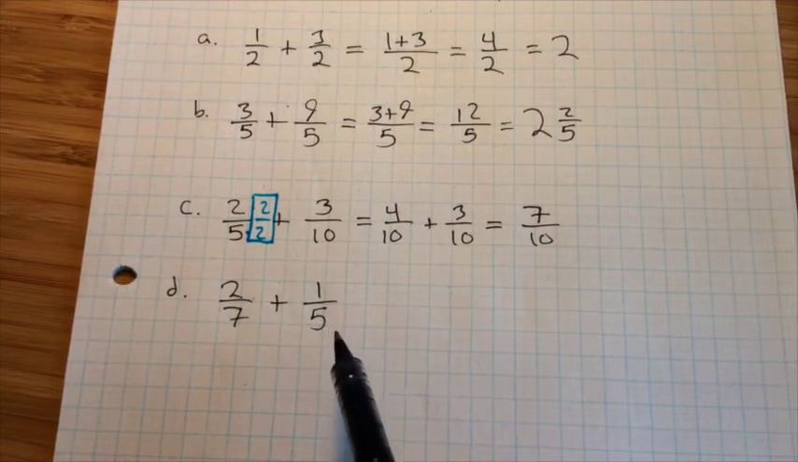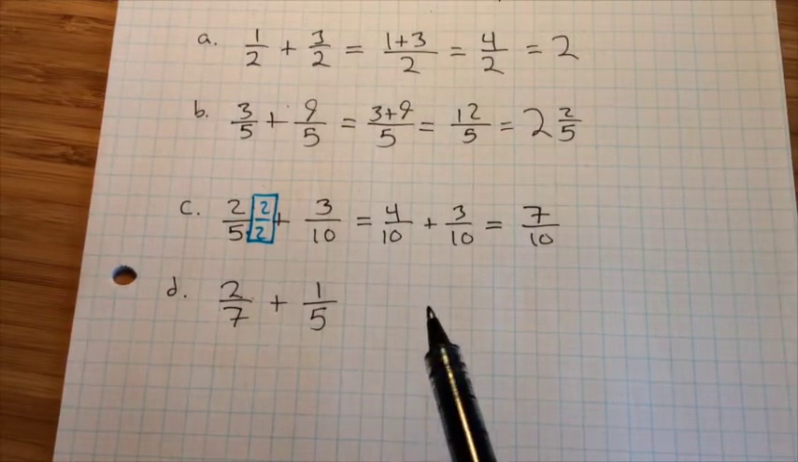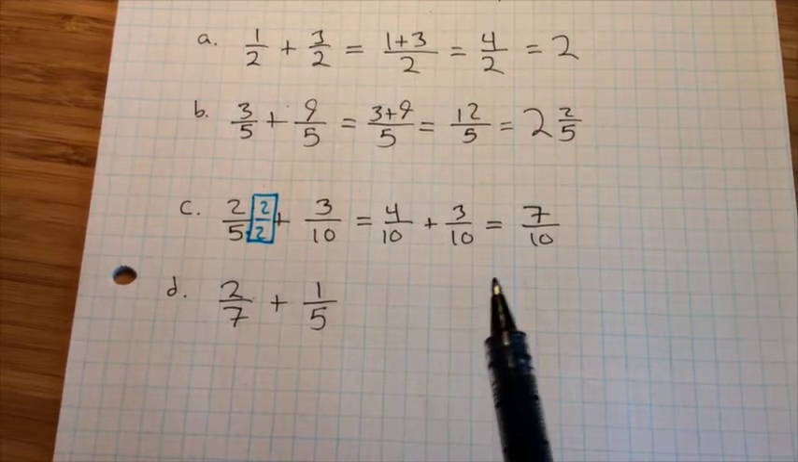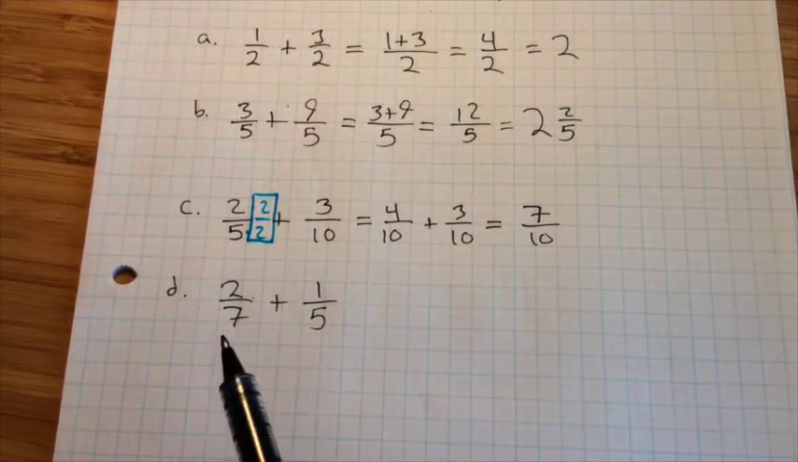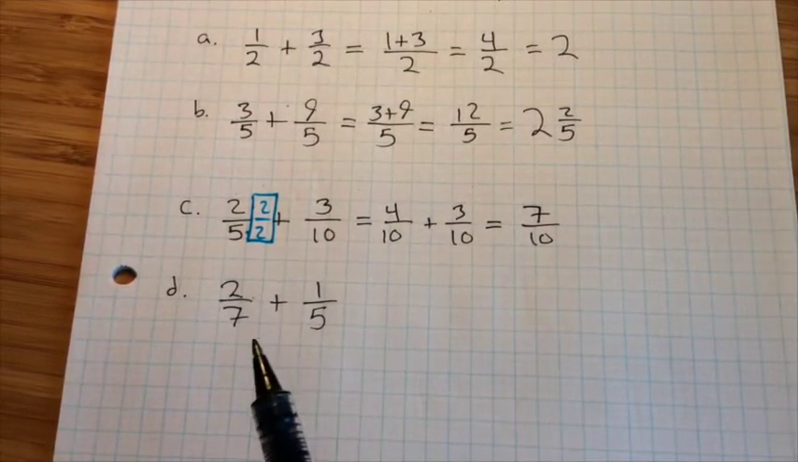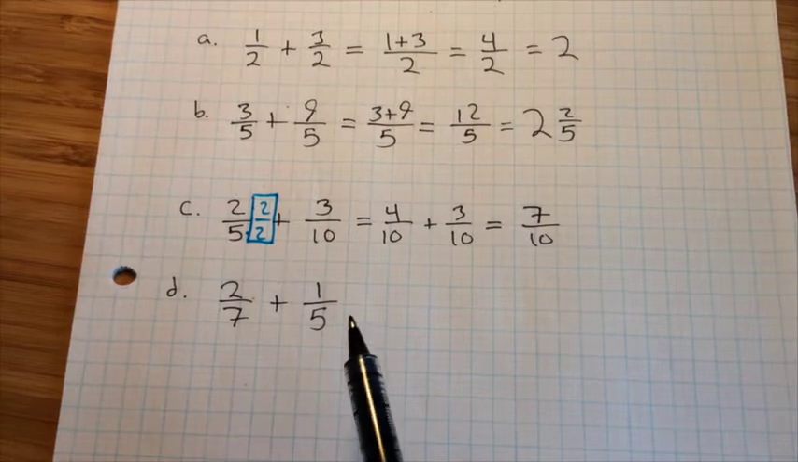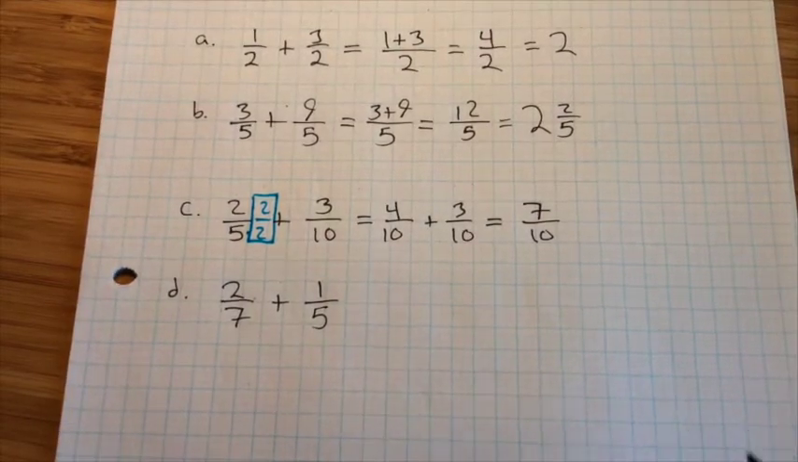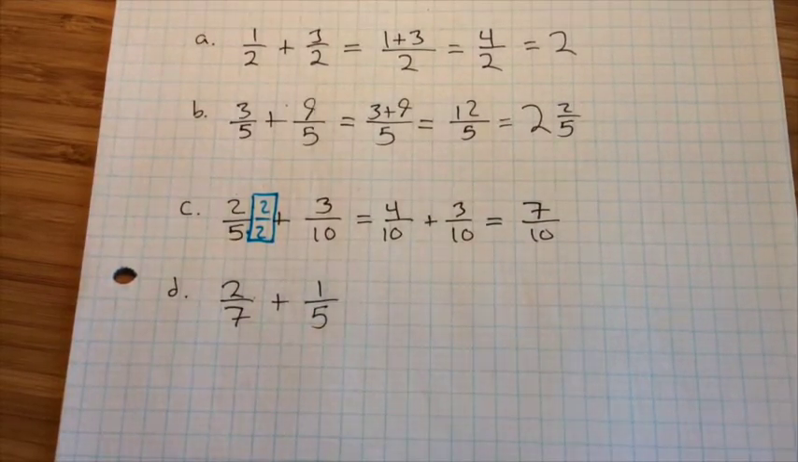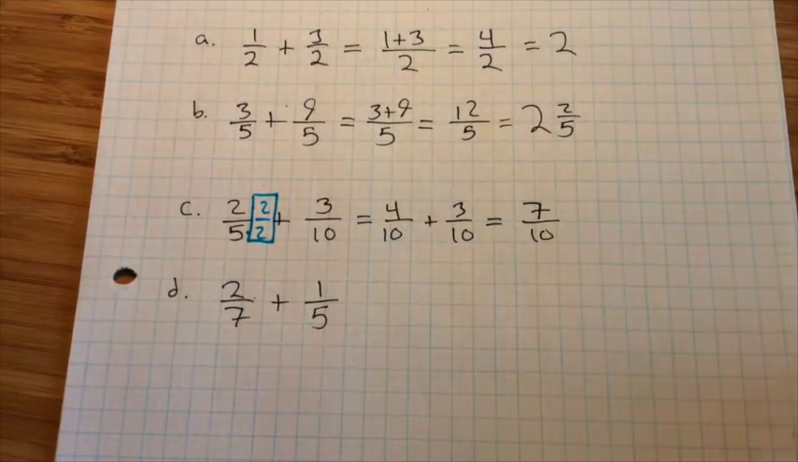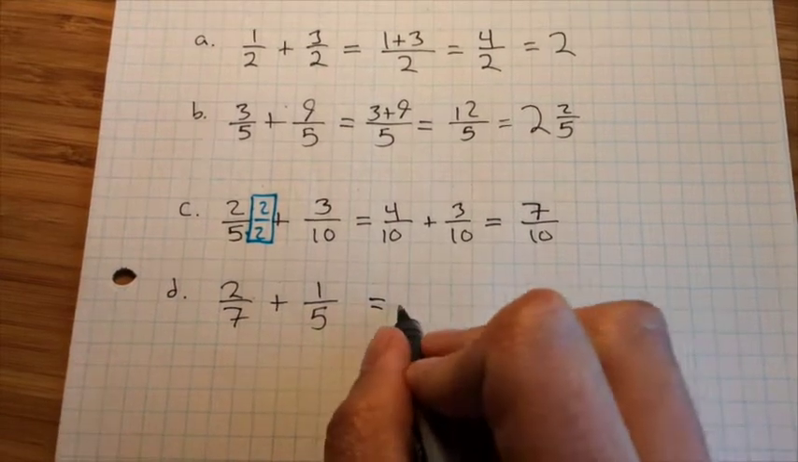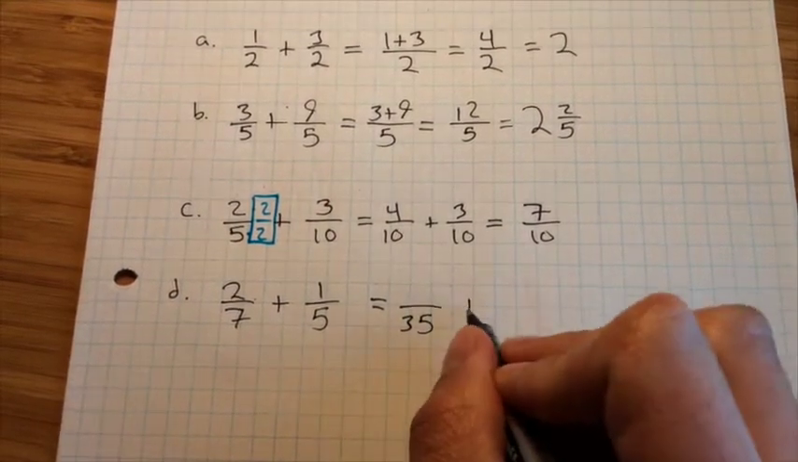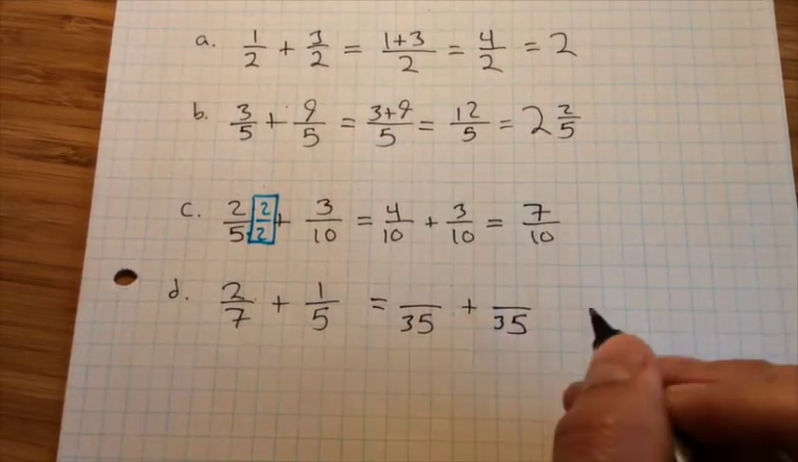So 5 is going to be 5, 10, 15, 20, 25, 30, 35, 40, 45, and on. 7 is going to be 7, 14, 21, 28, 35, 42, and on. You might have noticed that I said 35 in both of those. That's our common denominator here. So I want to make both of these into fractions with a denominator of 35. And I'll go ahead and write that there just so we know where we're going.